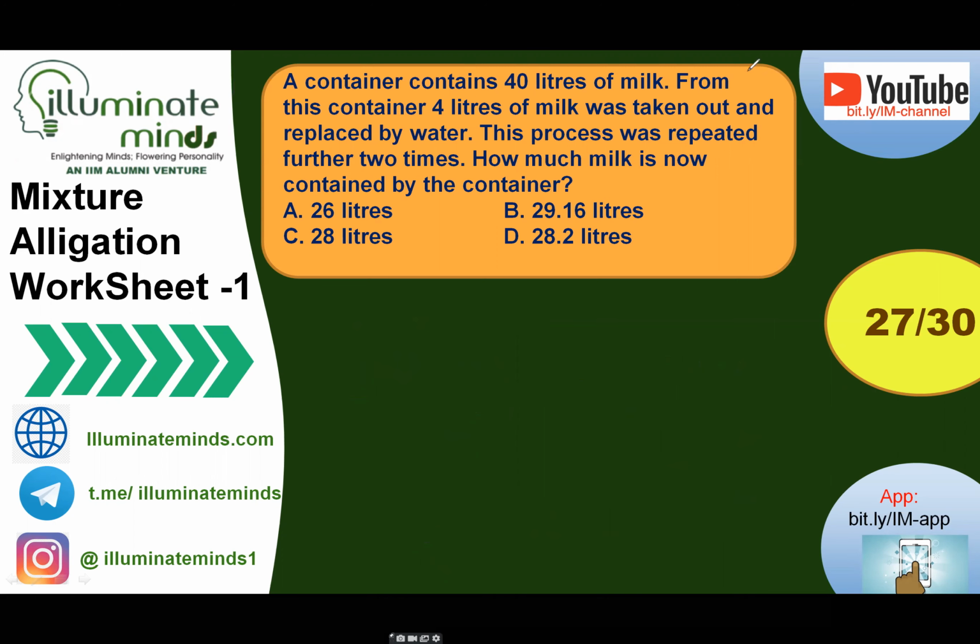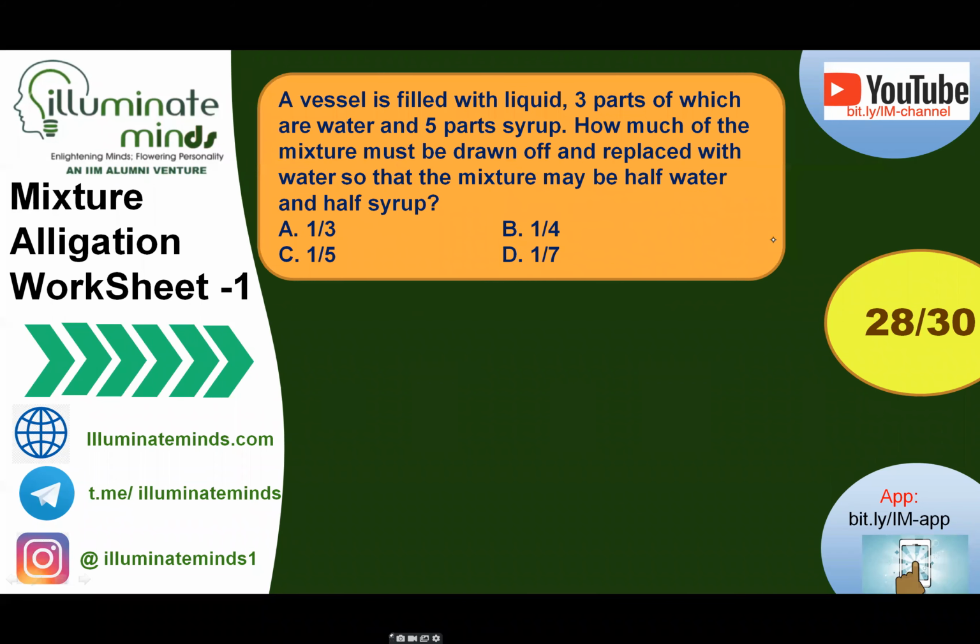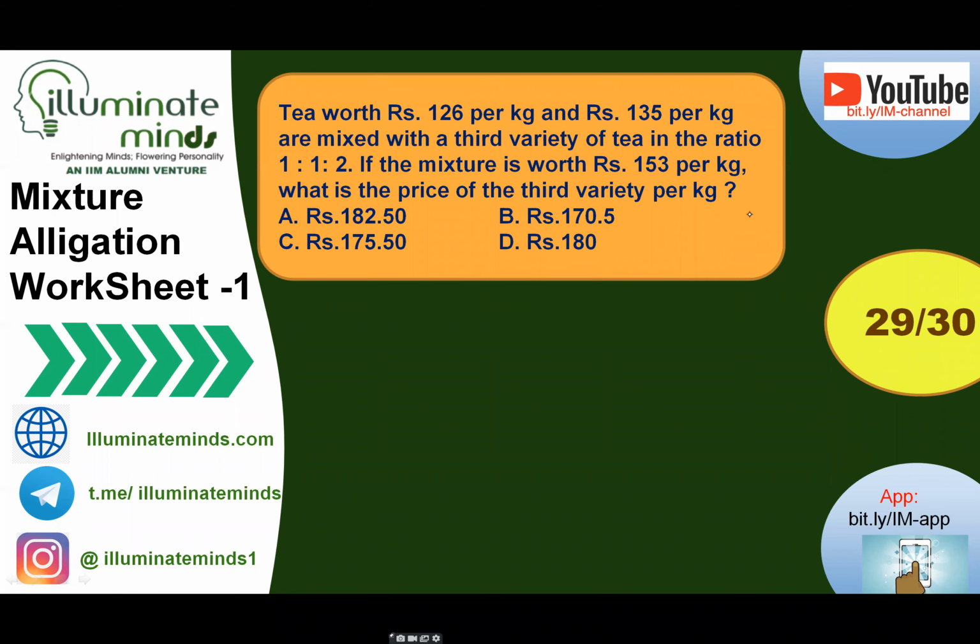Fine. Question number 27. We have already reached 3 more questions. We will be done. I think this is a repeat question. We have already done this, so we will not do this again. Question number 29. This is again a case of 3. As I told you, in 3, we need to take care of the weighted average. So 126, 135, and a third variety. So now the variety is not written. Is equal to 153, right?